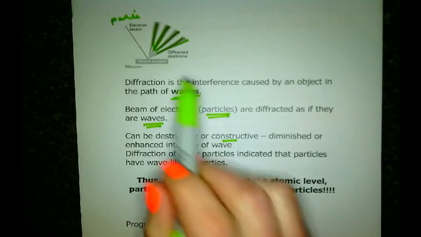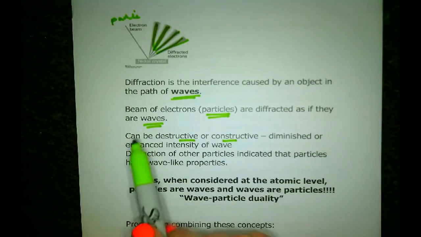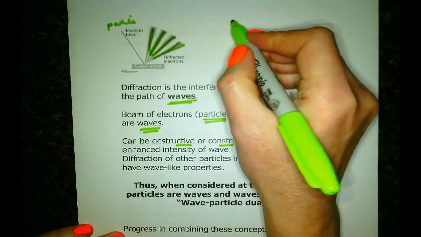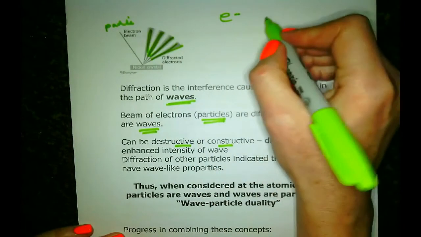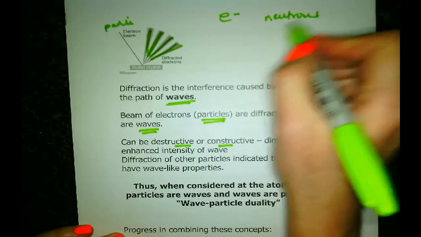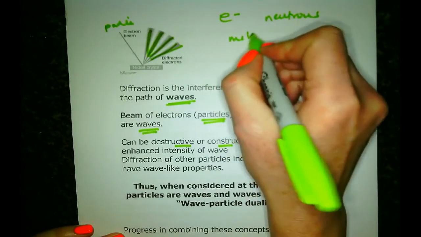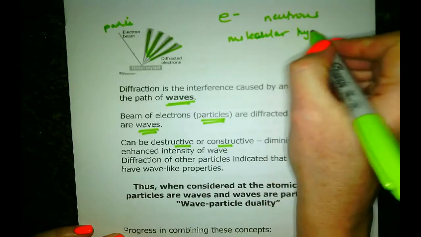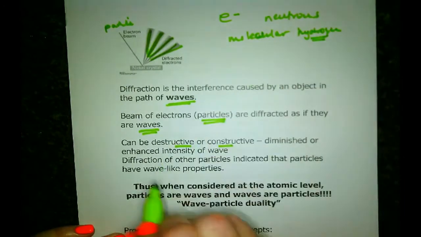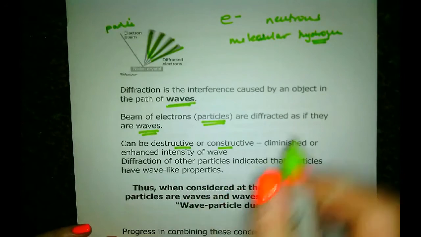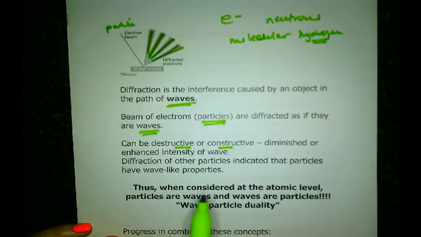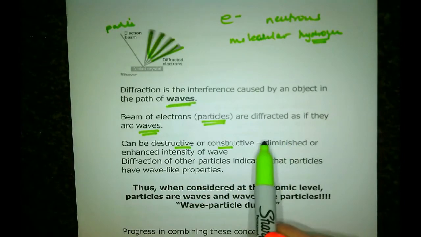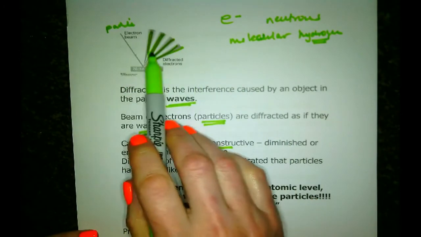So this shows us that particles actually behave as waves. And electrons are not the only particles that do this. Experiments have been conducted on electrons, neutrons, and also even molecular hydrogen. So even atoms have been shown to diffract. So even atoms behave as waves. So this experiment tells us that particles behave as waves.